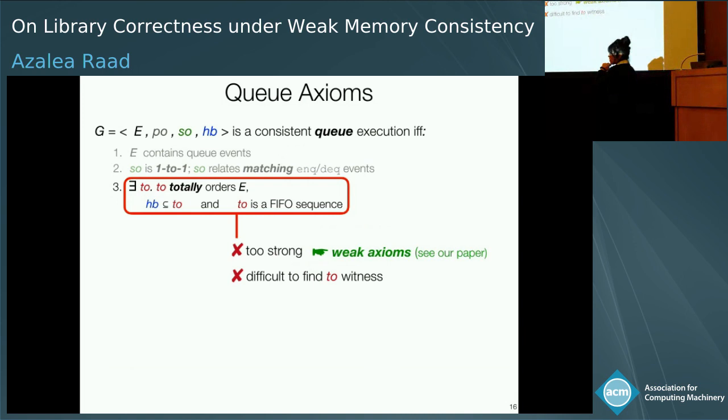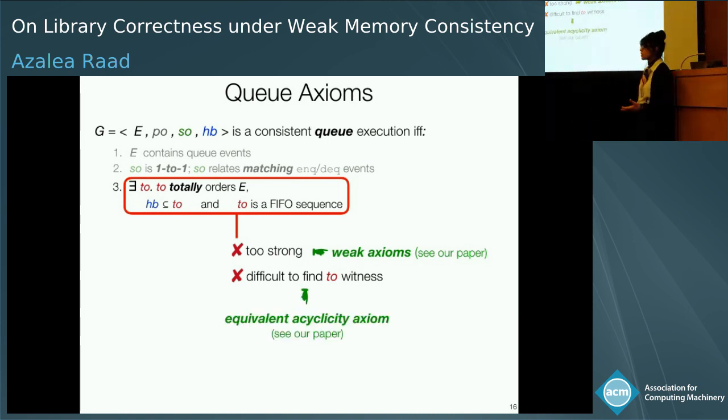Now, so I said we don't like that specification because it's too strong, so we moved on to the weak axioms, but we also didn't like it because of this existential quantification. So in our paper, we have come up with an equivalent strong specification that doesn't require this total order execution, and instead captures the same thing using an acyclicity axiom. So we say if so-and-so cycles are missing from your graph, then you have a strong queue specification.